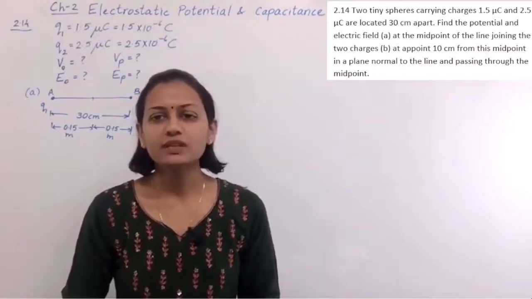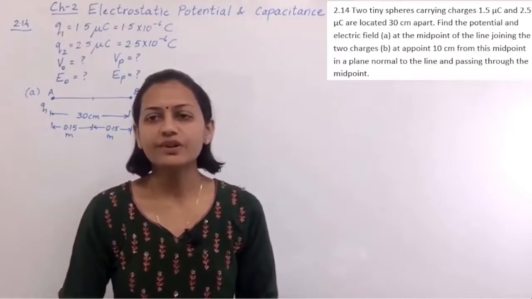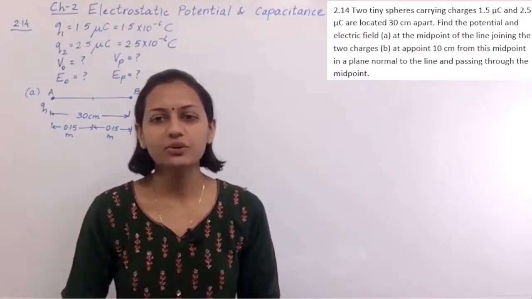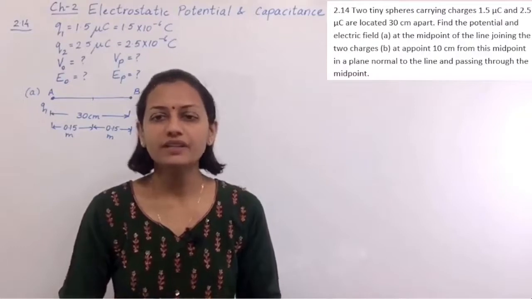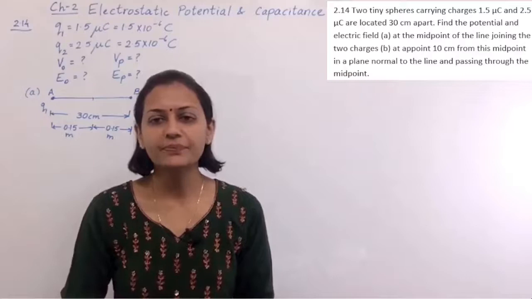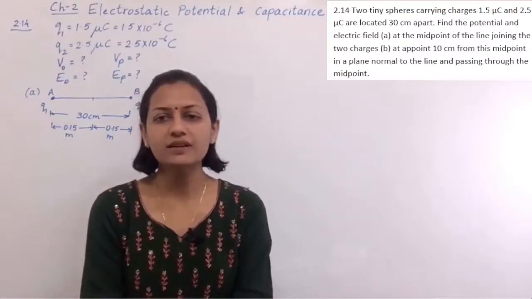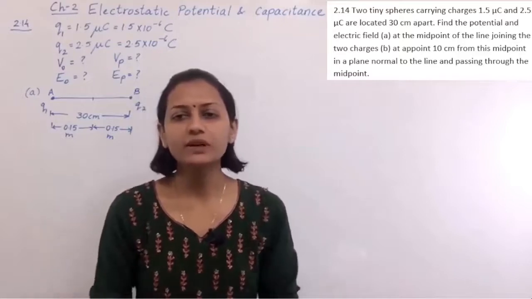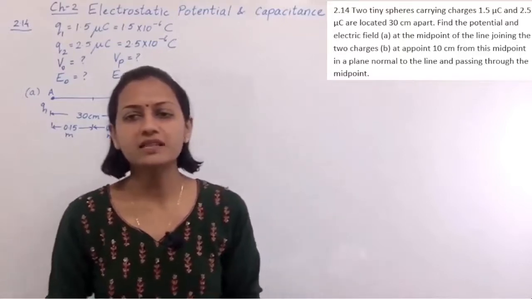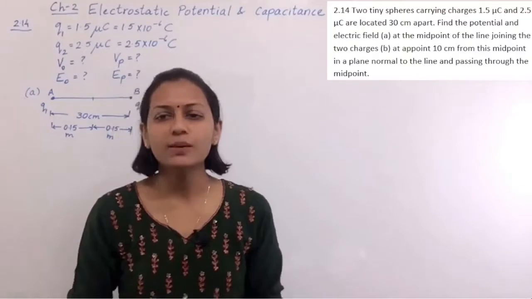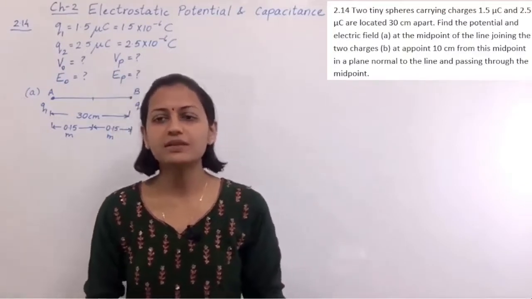2.14. Two tiny spheres carrying charges 1.5 microcoulomb and 2.5 microcoulomb are located 30 cm apart. Find the potential and electric field, first, A, at the midpoint of the line joining the two charges, and second, B, that we will do later, at a point 10 centimeter from this midpoint in the plane normal to the line and passing through the midpoint.